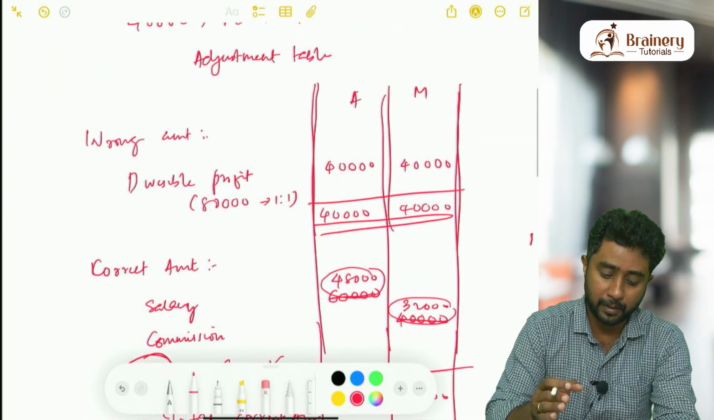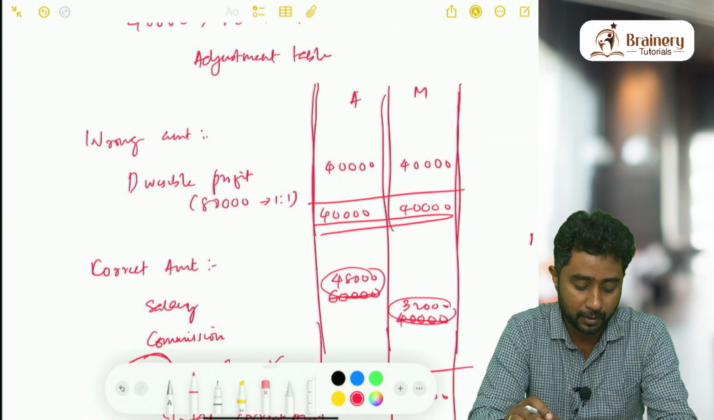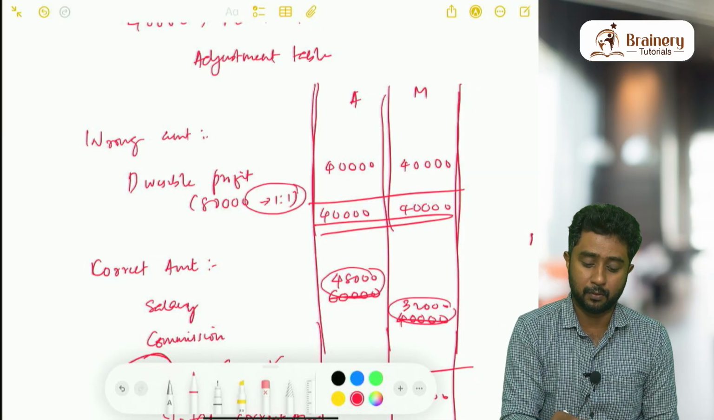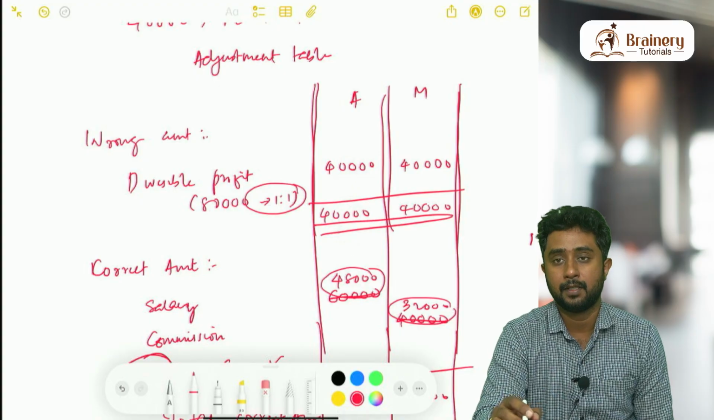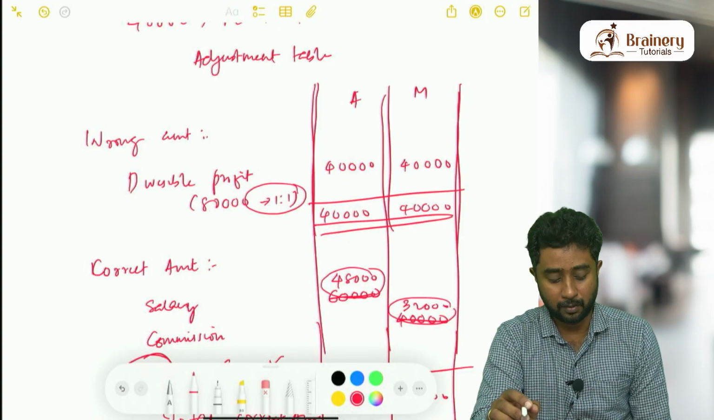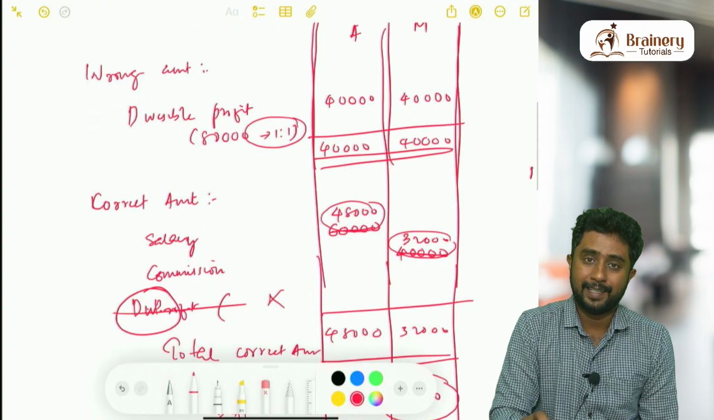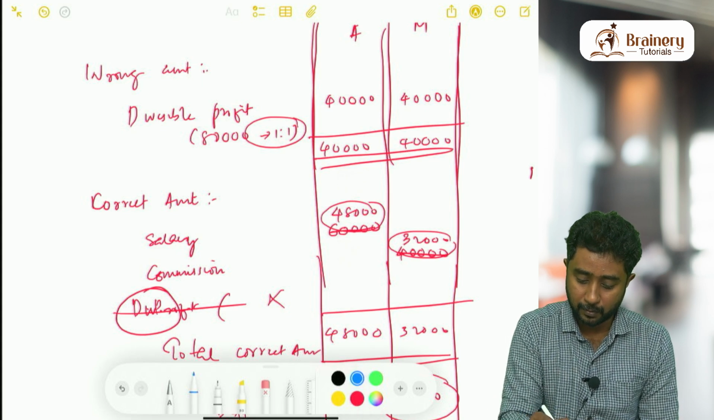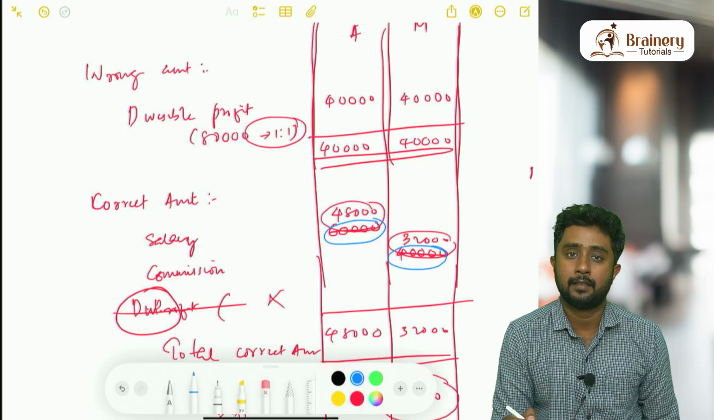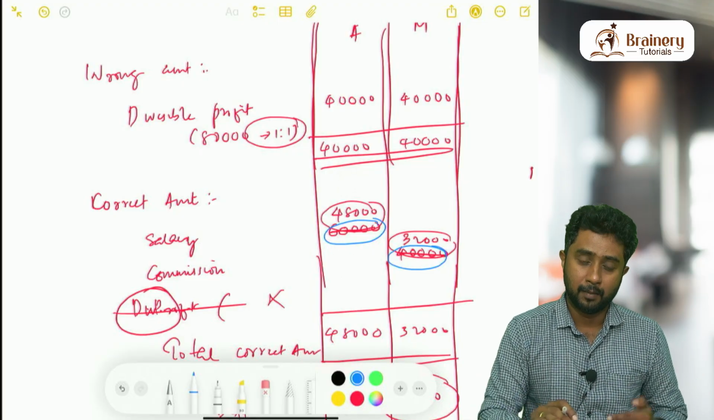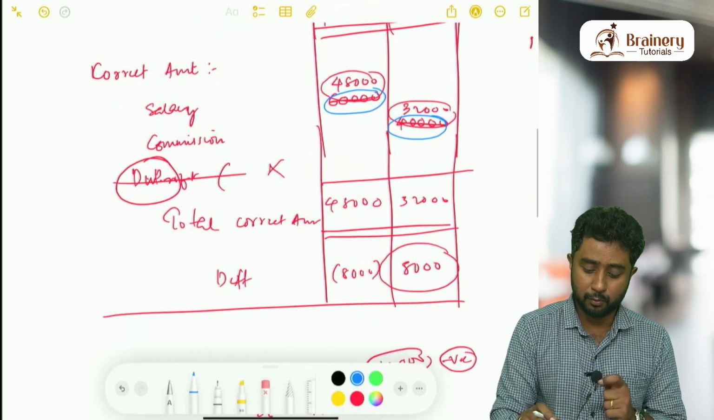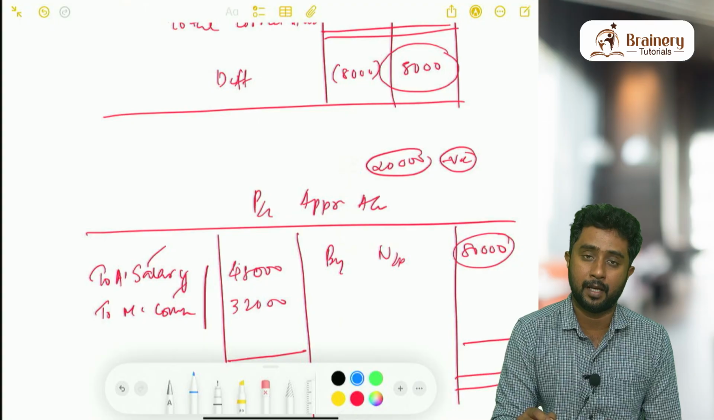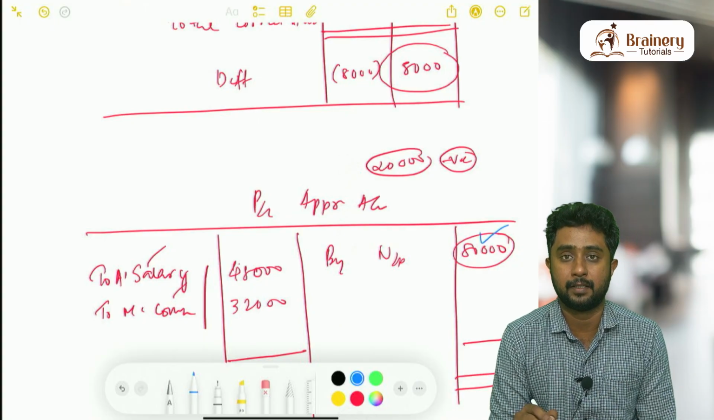Now when we prepared the adjustment table, we started with the wrong amount, the divisible profit, which we split in the ratio 1:1 because that is the ratio in which they split the profit, which is actually wrong. Next we wrote the correct amounts, which are the amounts that are supposed to come. Initially we wrote 60,000 and 40,000, the correct amounts of salary and commission, but later when we thought about the divisible profit, we found that this 60,000 and 40,000 of salary and commission cannot be given because the available profit is less than that.